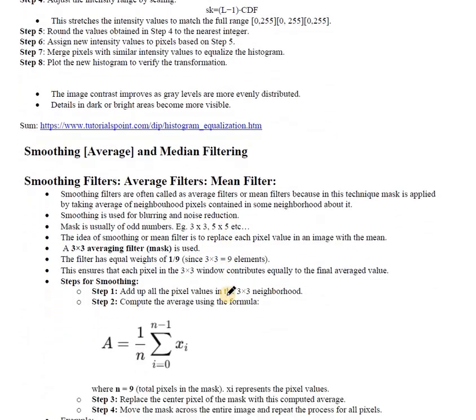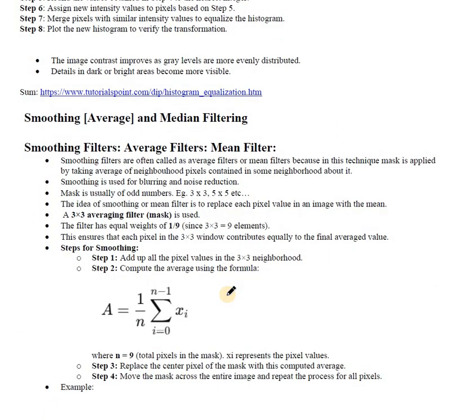You round off the values to the nearest integer and you assign the new intensity values to the pixels that you have got in step number 5. You merge the pixels with similar intensity values to equalize the histogram and you plot the new histogram to verify whether the transformation has happened or not. So dark regions or bright regions will become more visible. The image contrast is going to improve.